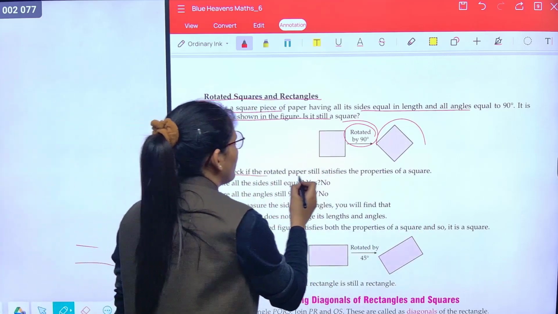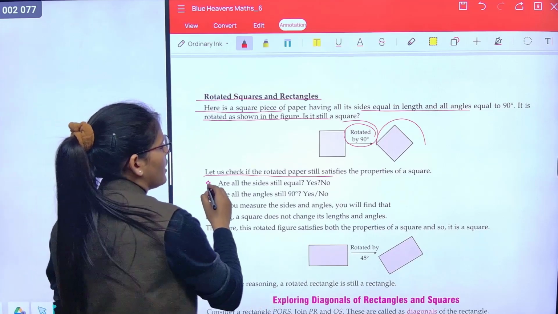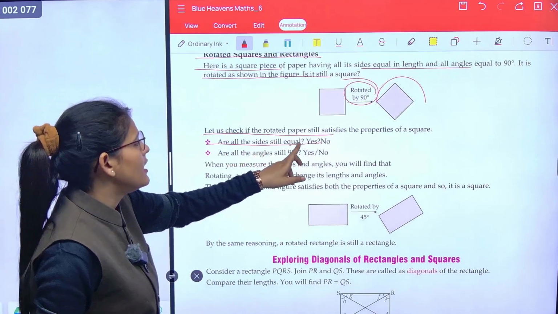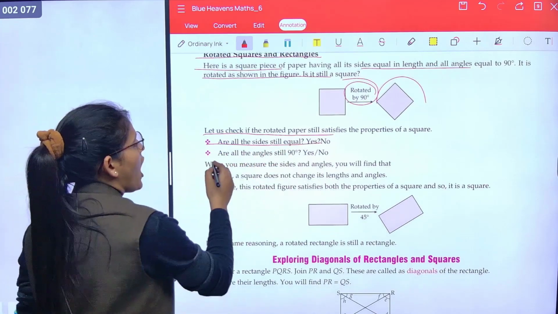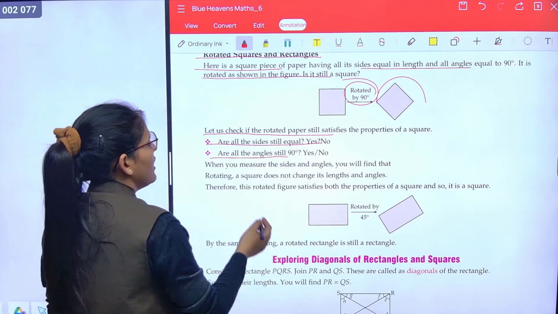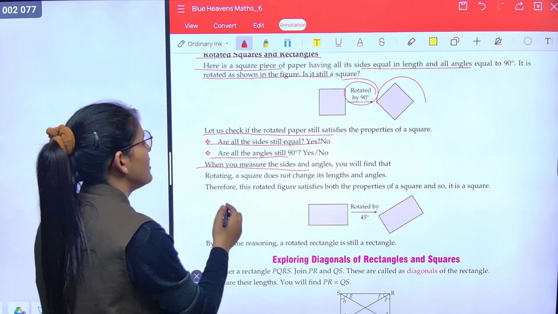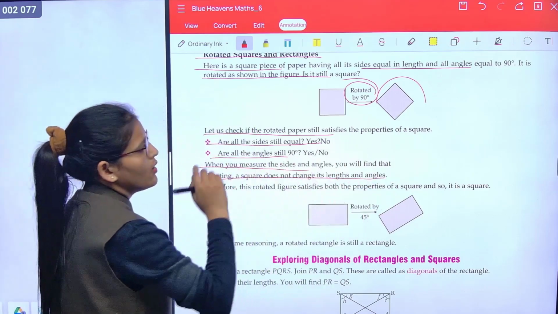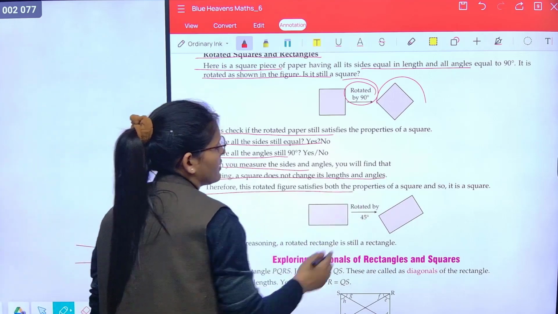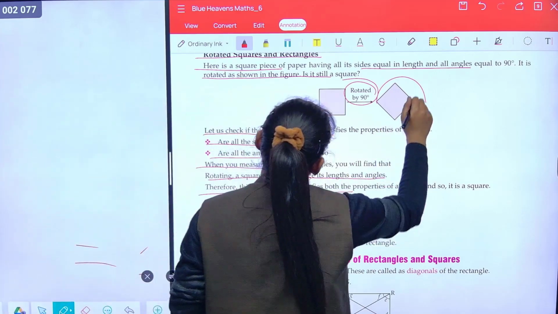Let us check if the rotated paper still satisfies the properties of a square. Are all the sides still equal? Yes or no? Are all the angles still 90 degree? Yes or no? Now class, when you measure the sides and angles, you will find that rotating a cutout doesn't change its length and angle. The angles have not changed, class. Therefore, this rotated figure satisfies both the properties of a square. So it is a square. Class, it is a square.